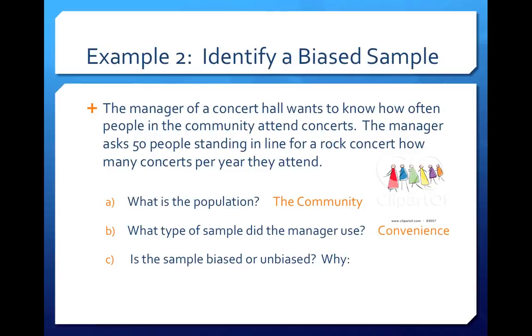I think that would best describe a convenience sample. He walked outside of the concert hall, he asked people in line, they were easy to get to, and so this would be an example of a convenience sample. Now, do you think that this sample would be biased or unbiased? And why do you think that way?